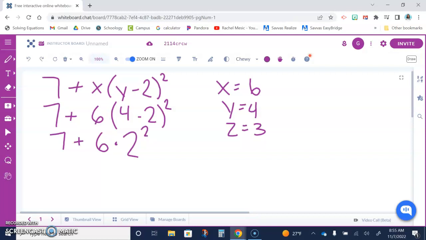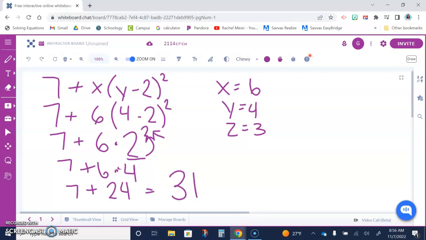All right, so after parentheses is exponents. So this little number floating up here on the top, that is our exponent. So that means we have 2 times itself 2 times. 2 times 2 is 4. So I'm going to rewrite everything else. Then we would have to multiply or divide. So I'm going to do 6 times 4, which is 24. And then lastly, we will do 24 plus 7, which is equal to 31.